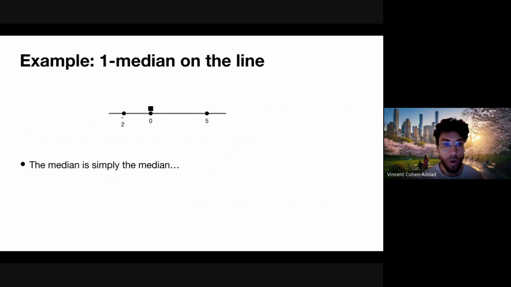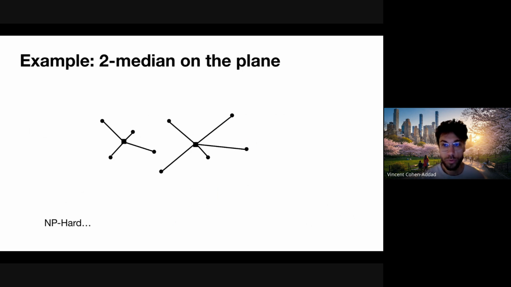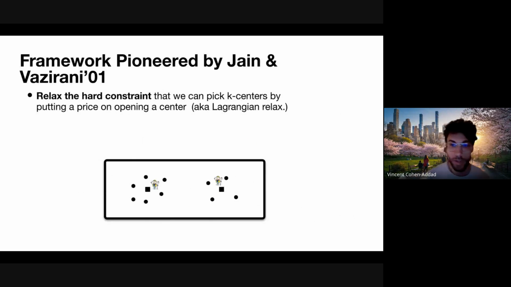On the line, it's a very easy problem, like we have all done it in high school. We just want to compute the median of points in the line. It's simply the median of these values. So that's very simple. But as soon as you move to the plane, the problem becomes NP hard, and then we need to turn to approximation algorithms. There's been a lot of work on K-median. It's a problem that's been studied for more than 50 years, so there's pretty broad literature on the problem.